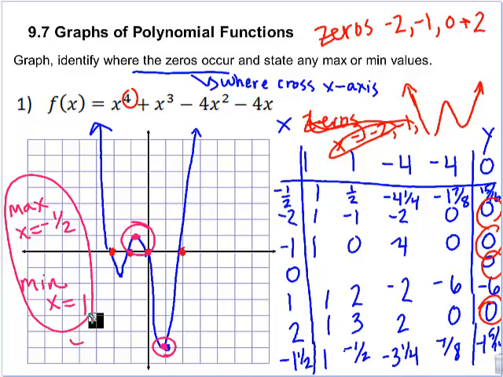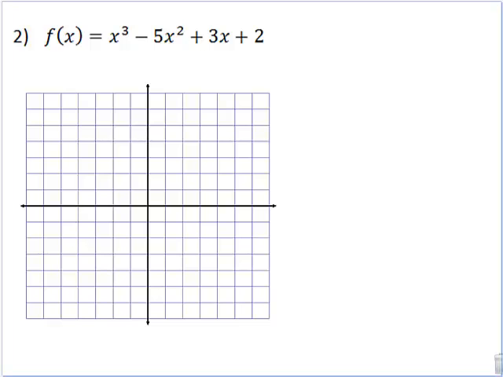So we have our maximum, we have our minimum, we have our zeros, and we have our graph. Is that okay? Yes? Okay, we'll do another one together. Yeah, we'll do this one.